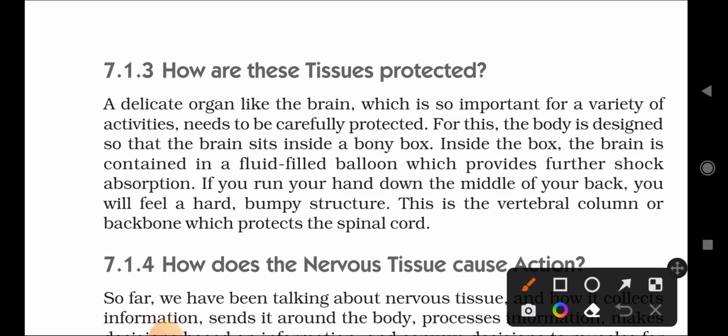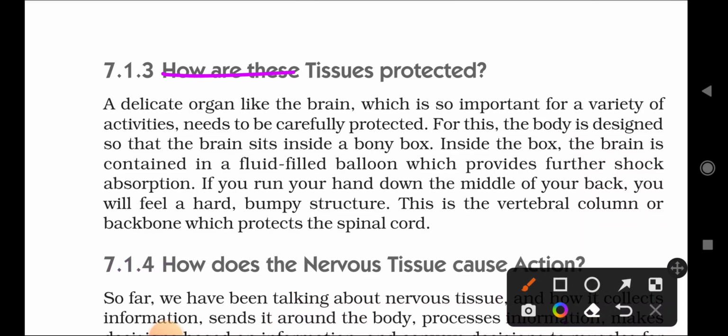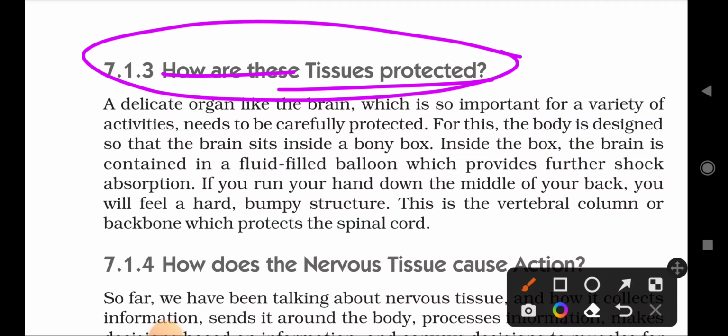So today we're discussing the class 10th chapter, control and coordination. Next topic is how these tissues are protected. In the last class we discussed the function of the brain and the different parts of the brain. Now, how are these parts protected? That we will discuss in a detailed manner.